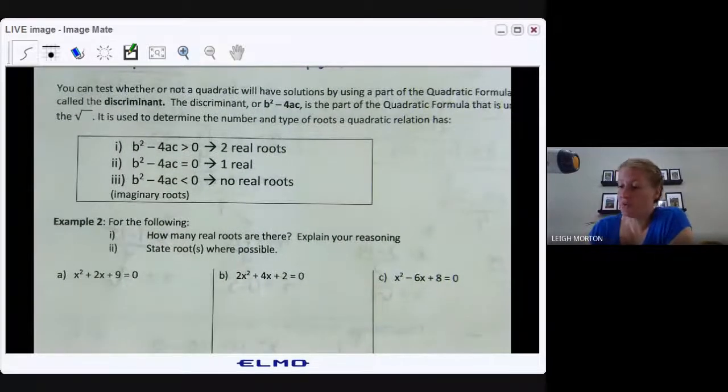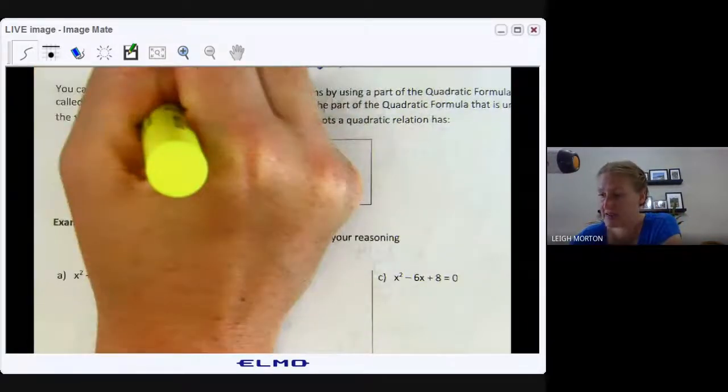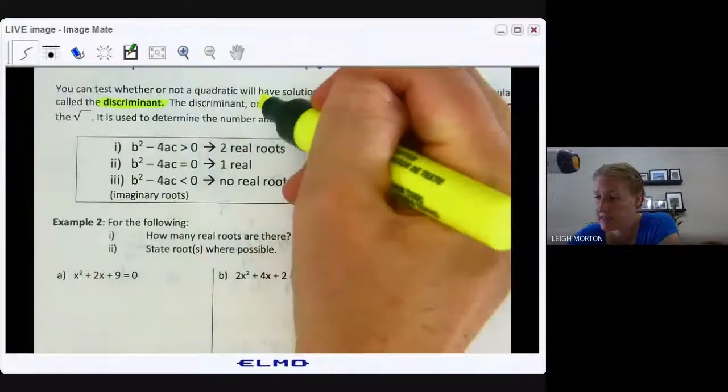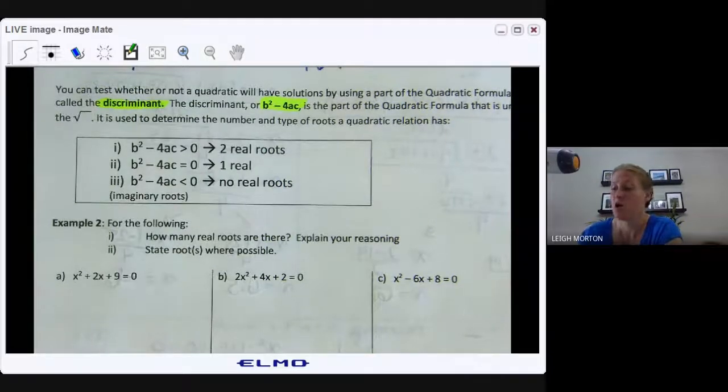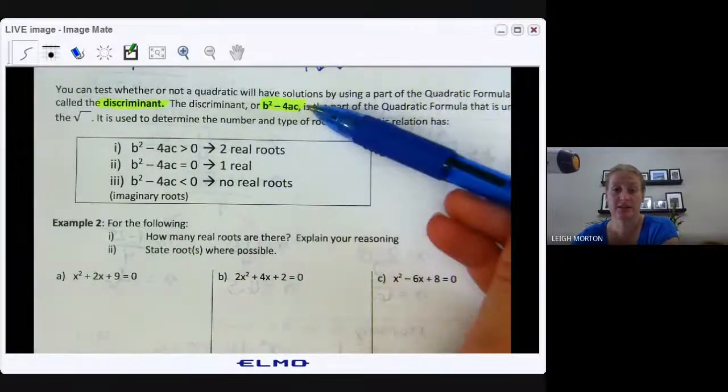So we use what's called the discriminant. All right, make sure you can recognize this term. The discriminant is the portion of the quadratic formula that's below the square root symbol, so b squared minus 4ac. We use this as a quick check to see how many real roots there are.